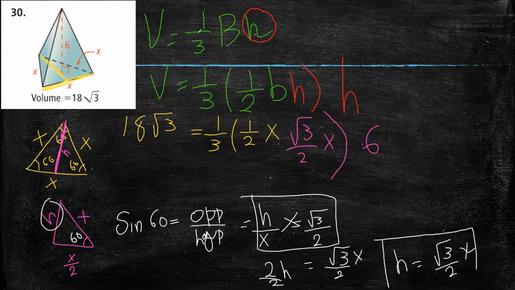Teacher, can you explain it again, from where you bring the square root of 3 over 2? This is sine 60. Opposite is h, hypotenuse is x. Sine 60 is square root of 3 over 2. Okay. Is it clear? I want to erase this writing here, the down one. Is it clear? Yes.